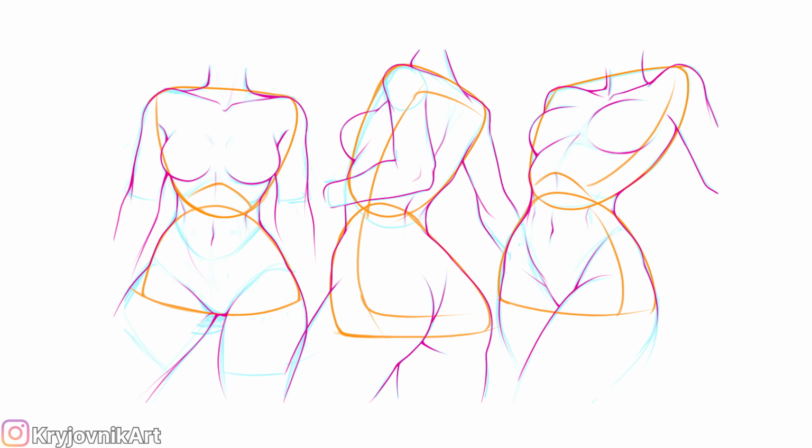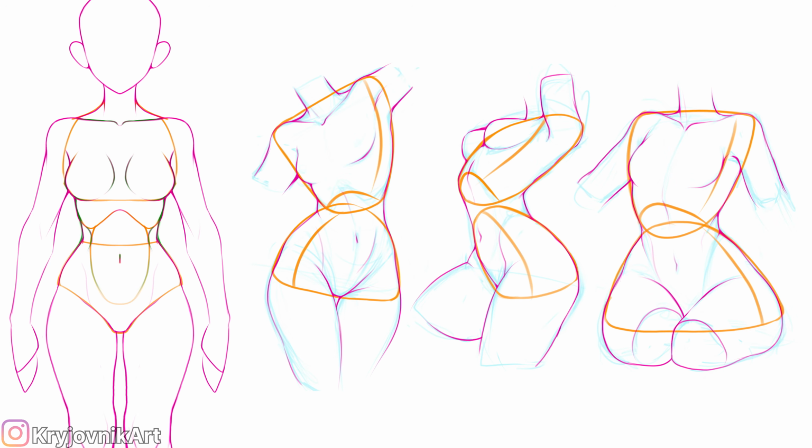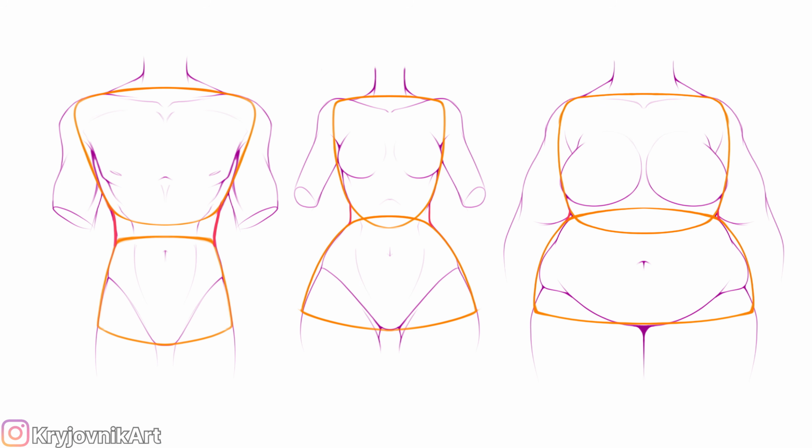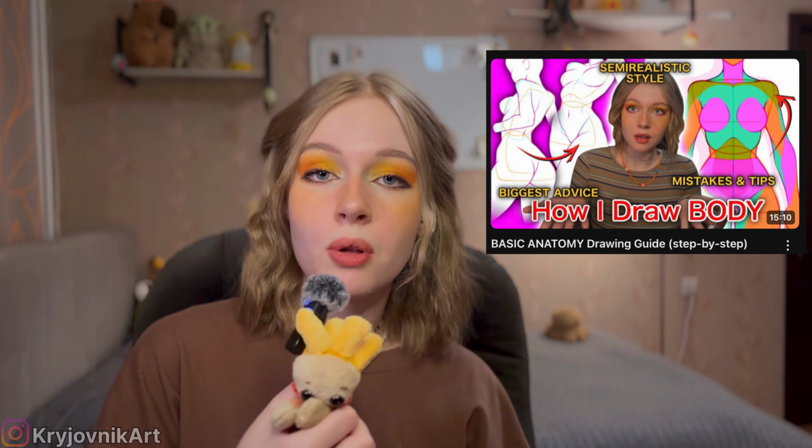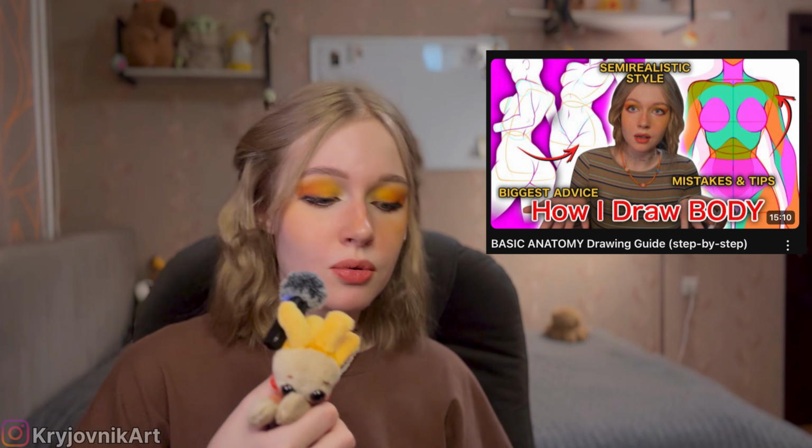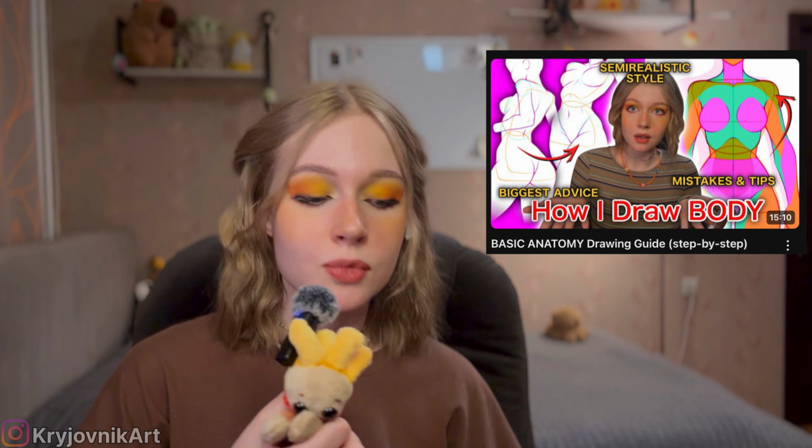I personally prefer using other shapes like bell shapes and trapezoids and other rules and guidelines that help me build my bodies. I talked about all of that in my anatomy tutorial, so you can go check it out later if you want to see what I'm talking about.